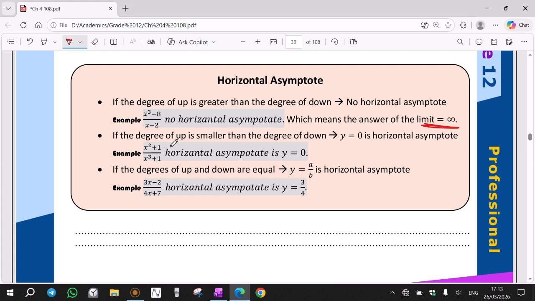Second case, if the degree of the top is less than the degree of the bottom, then there is a horizontal asymptote, which is y equal to 0. Finally, if the degrees of top and bottom are the same, then the ratio of the coefficients, 3 over 4, will be the horizontal asymptote. When we say the degrees are the same, we are watching the highest power, the highest degree.